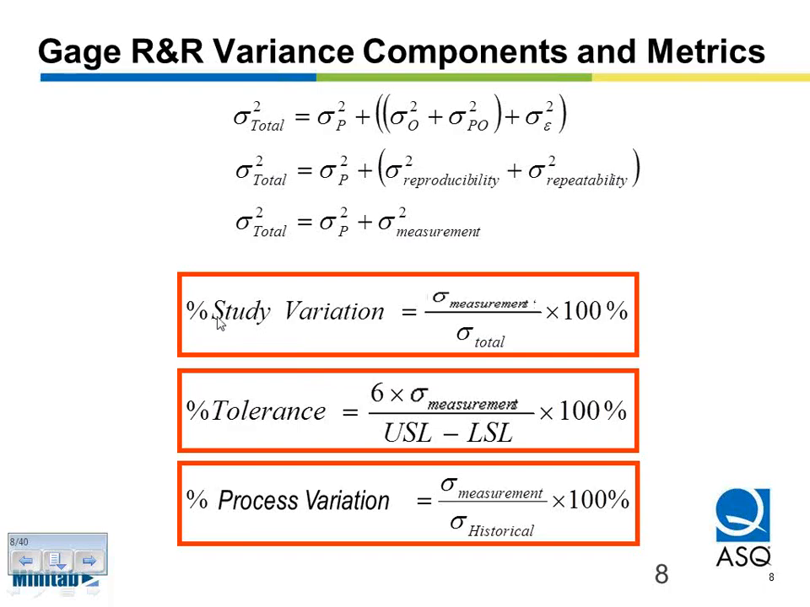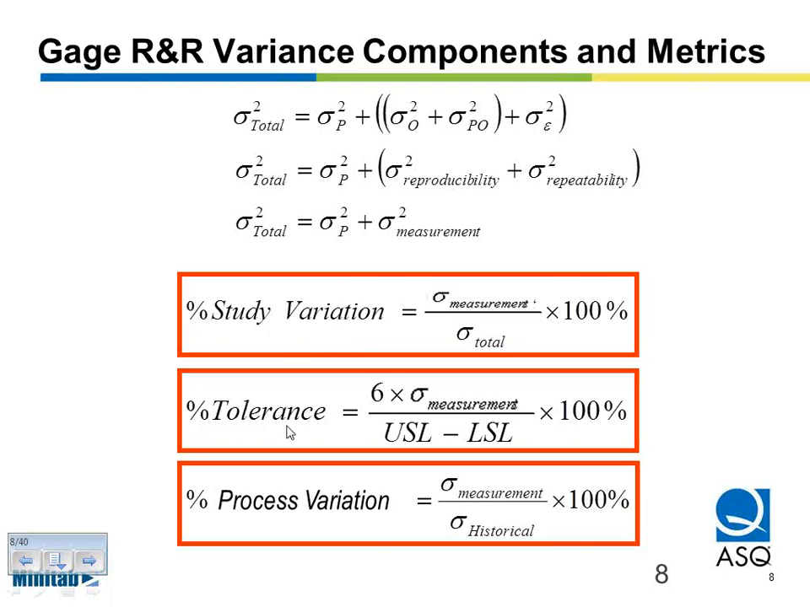Very important to remember these three, and also to focus on the fact that only one of these measurements, percent study variation, is a function of sigma total, which is a function of sigma part. So you need to think about the fact that the variation from part to part in your study goes into the denominator of the percent study variation calculation.